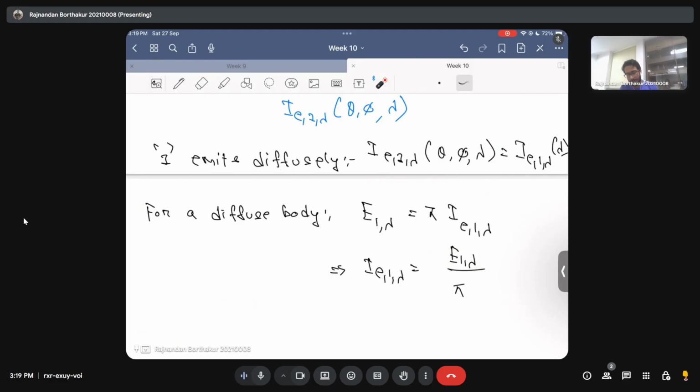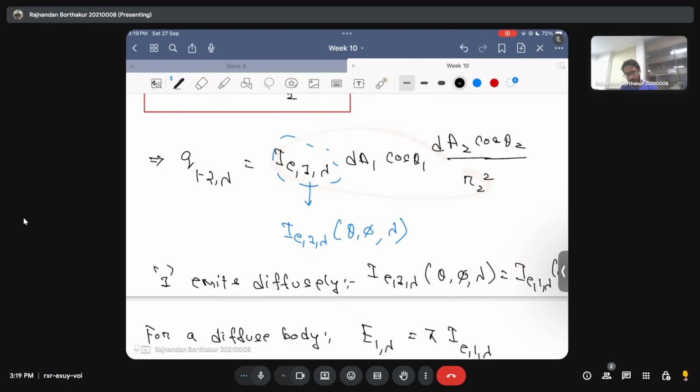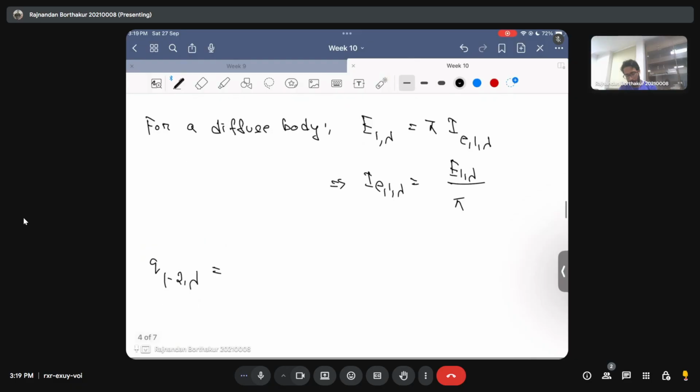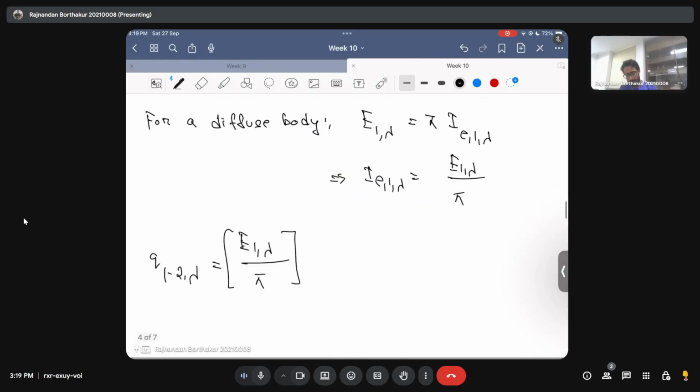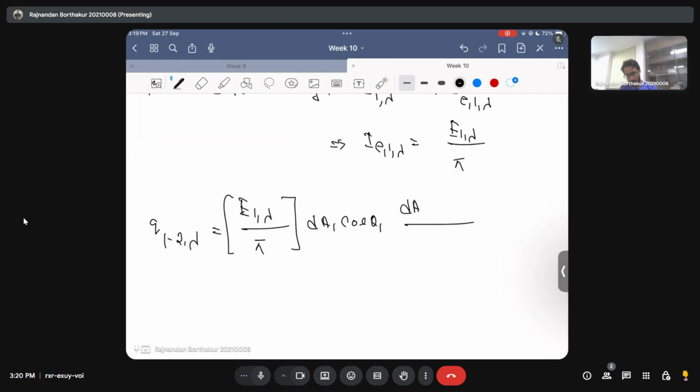Okay, which means I can now substitute this form into this expression, and then I can calculate this q12, which is the emission rate leaving 1 and intercepted by 2. It is equal to E1 lambda by pi, then this area dA1 cos theta 1, and then dA2 cos theta 2 by R2 squared. That's it. I have all the magnitudes here.